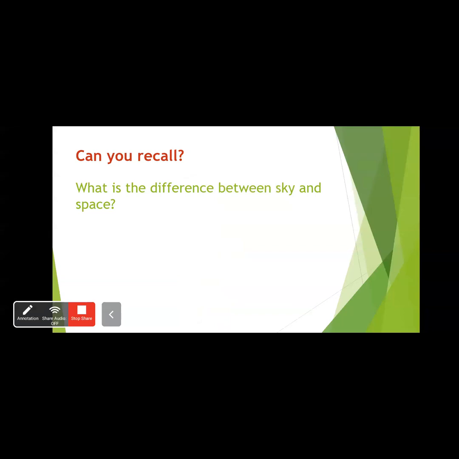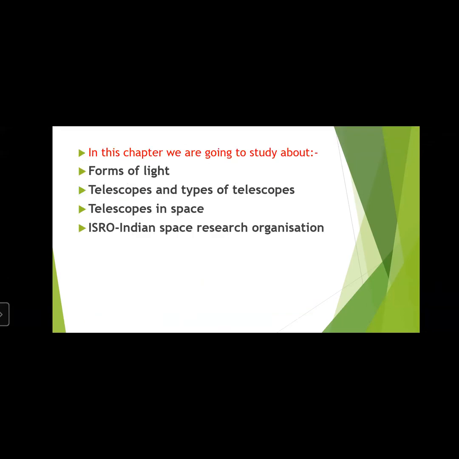Okay, I'm sorry, there was a network issue. So we are going to do chapter 18, observing space telescopes. In this chapter, we are going to study different forms of light, telescopes and the types of telescopes.